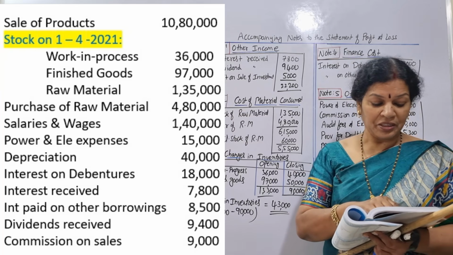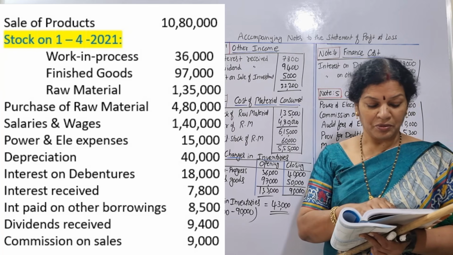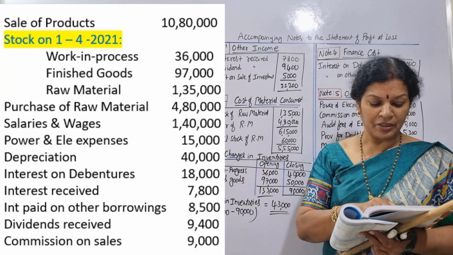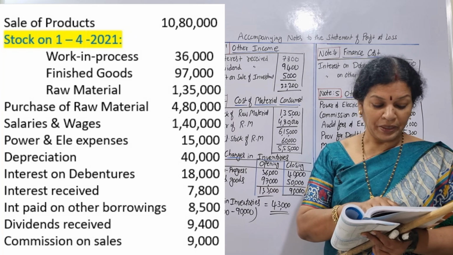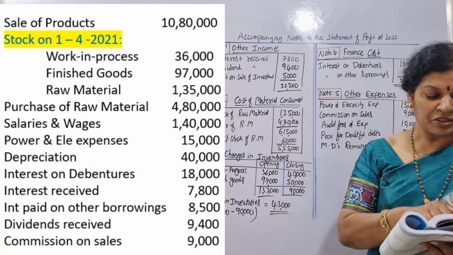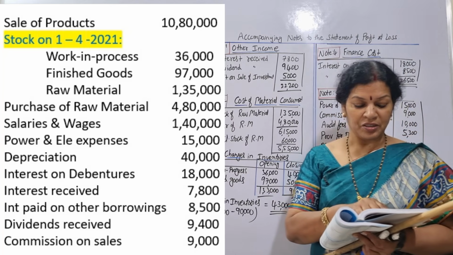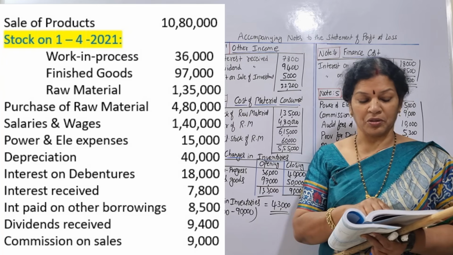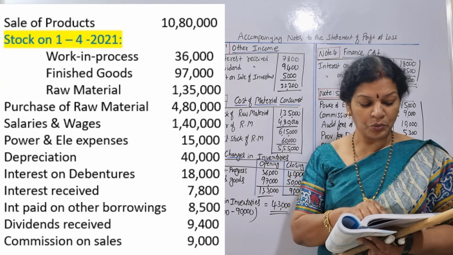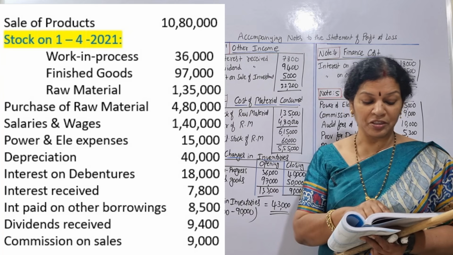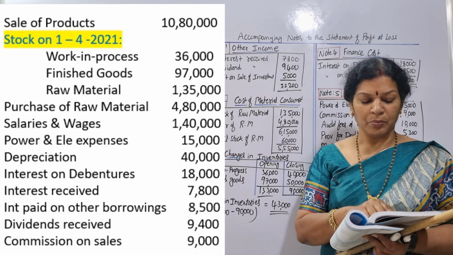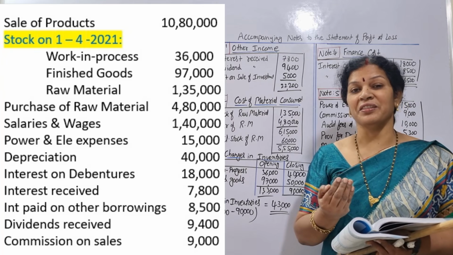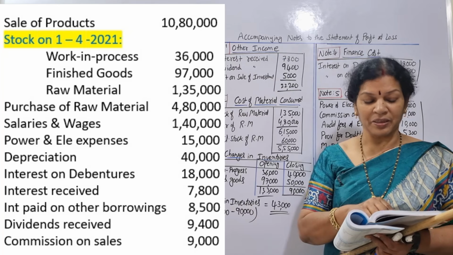Next, dividend received. Finance cost means what do we get? Interest on debentures and interest paid on the borrowings, both. Interest received is other income. Interest paid on borrowings is finance cost. Under finance cost we get two items: interest on debentures and interest paid on the borrowings. Both are finance cost, meaning we have to pay. And dividend received, received means income, other income it comes.